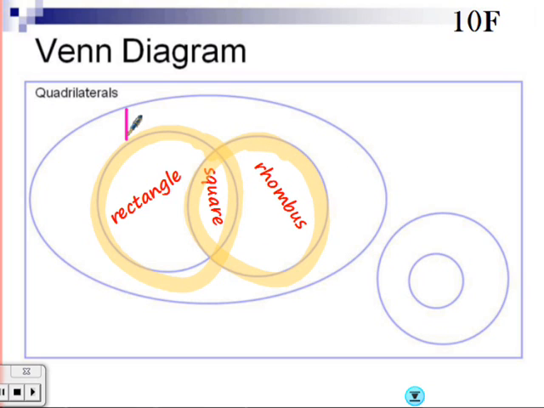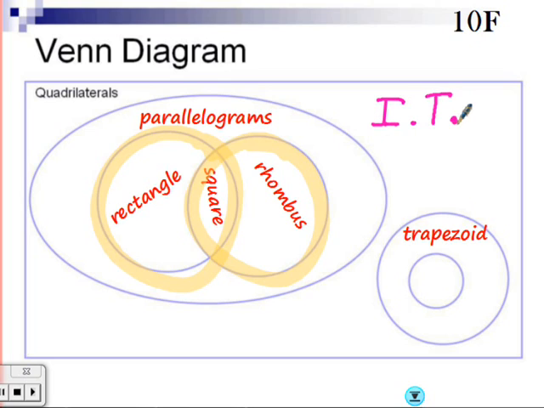And then those are all kinds of parallelograms. And then we had two specific quadrilaterals that weren't in the parallelogram category, and that was a trapezoid. And then very specifically, we had an isosceles trapezoid.